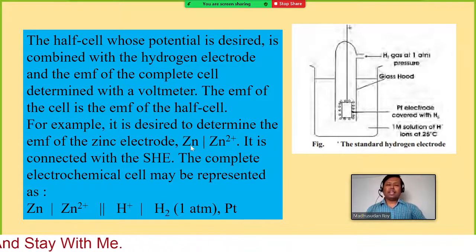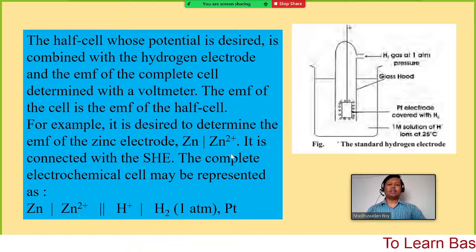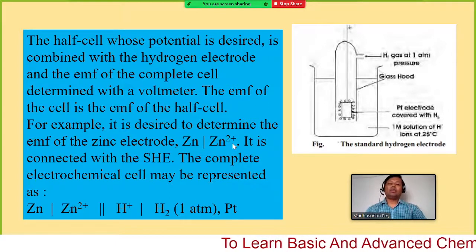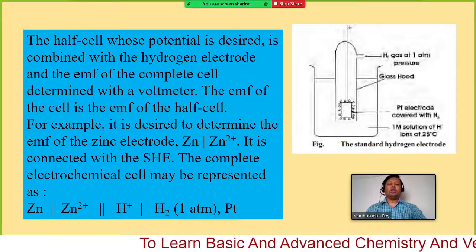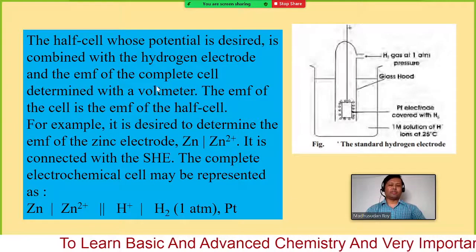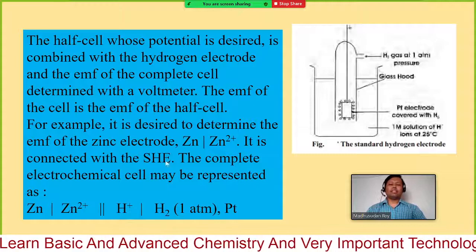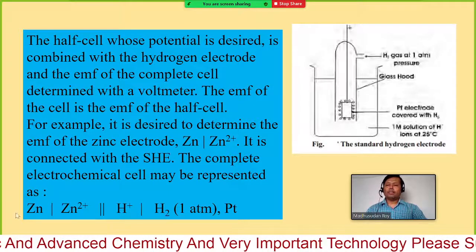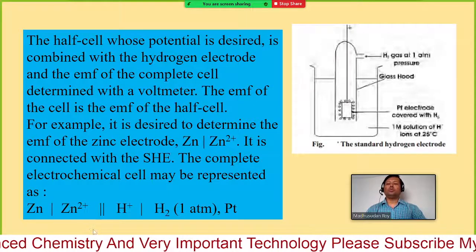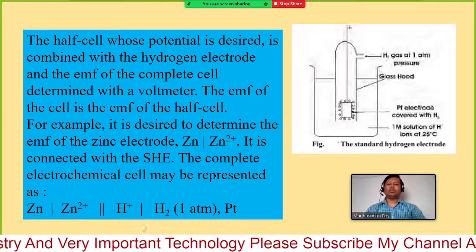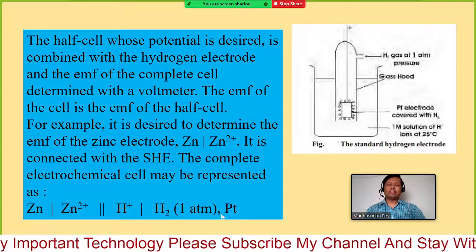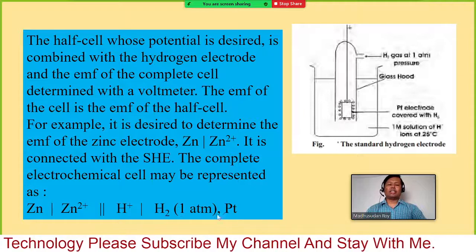So in that case, what we will do, we will connect the half cell, zinc electrode and zinc ion, to the hydrogen ion electrode or hydrogen half cell. How can we connect it? This is one of our half cells, which one we want to determine. Now we want to connect the hydrogen ion electrode.